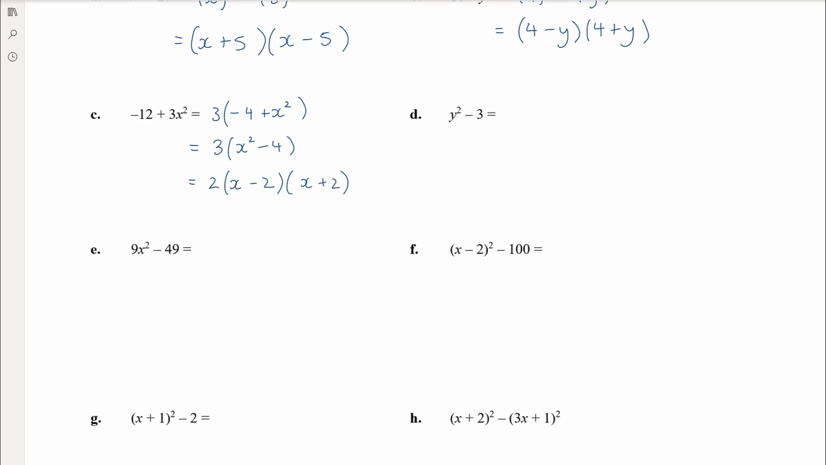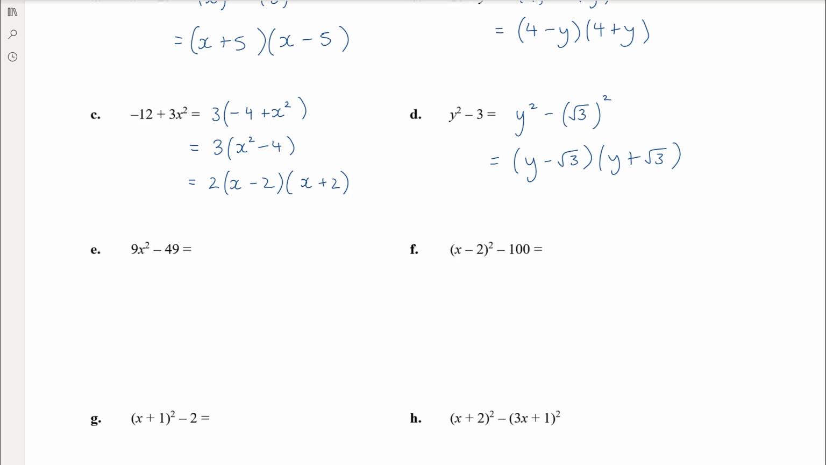Okay, so part D, we've got y squared minus 3. All right, now technically this doesn't factorise any further, but it is possible to factorise this using the difference of 2 squares. But we have to go into the realm of surds to do that, because we would need to think about 3 as being the square root of 3 all squared. And so therefore it would be possible to write this as y minus root 3 times y plus root 3.